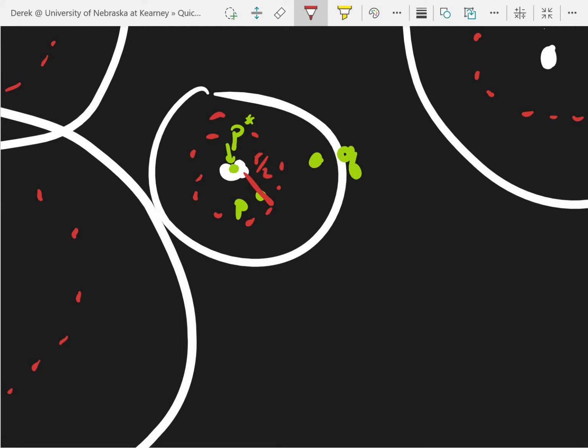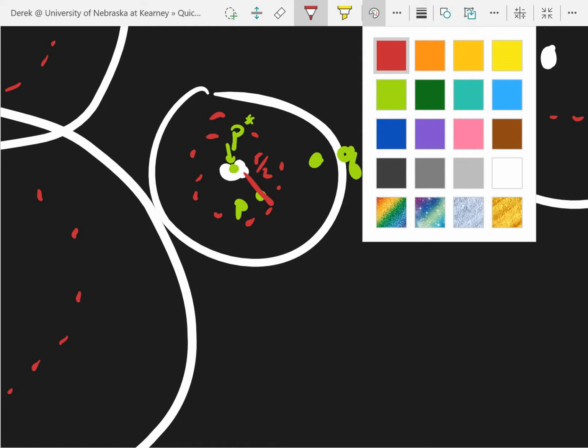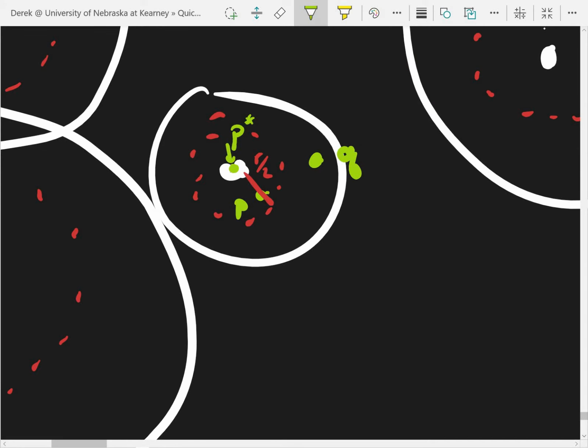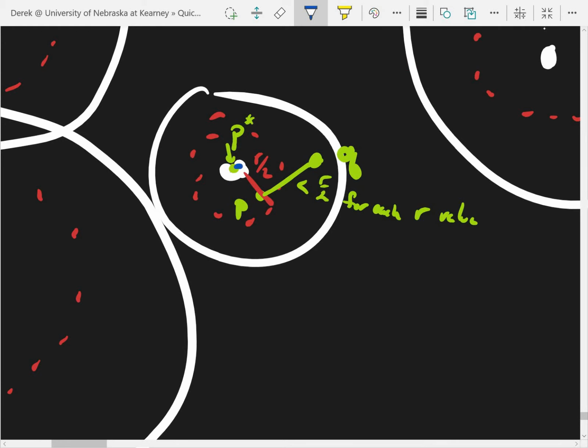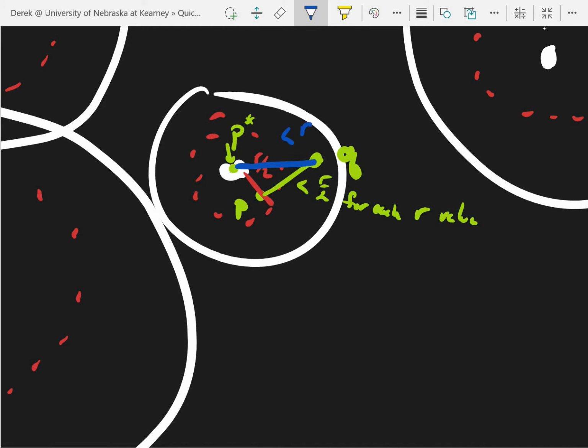And I'm going to choose Q smaller than the minimum R over 2 value in distance away from P. So the distance from P to Q here is less than R over 2 for each R value in the finite number of circles that we've got. That means that if the green line has distance at most R over 2, and the distance from P star to P is at most R over 2, then the distance from P star to Q is at most R.